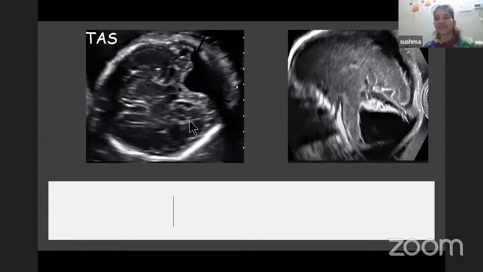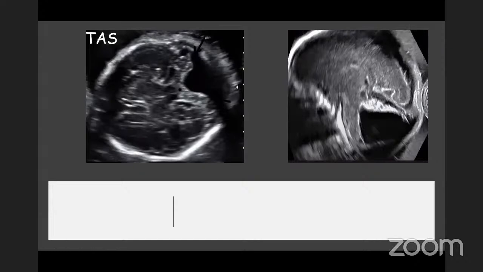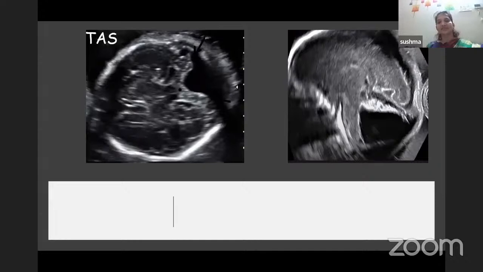Do we have any comments? Not yet, ma'am. I guess doctors are typing. Okay, we'll wait for a few more seconds. Okay, I'm just showing you these structures here to give you a clue on what this is.